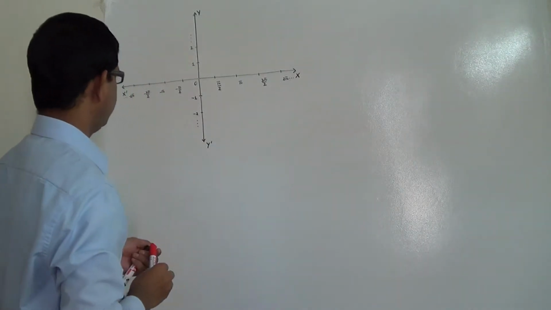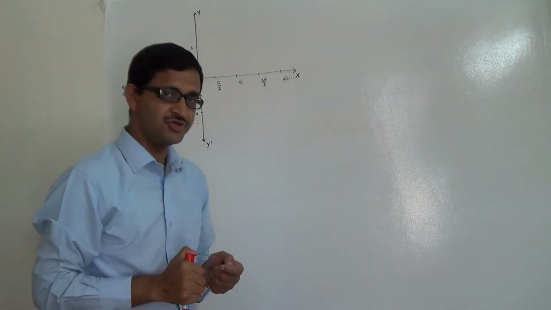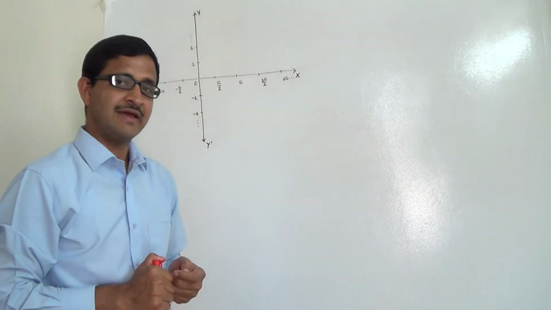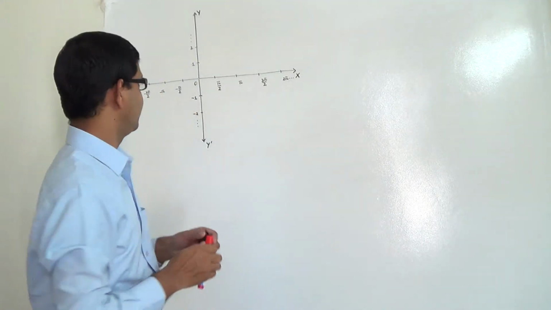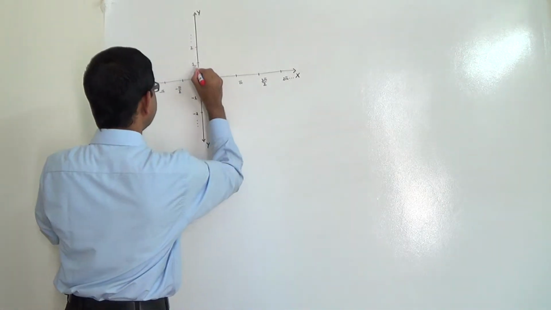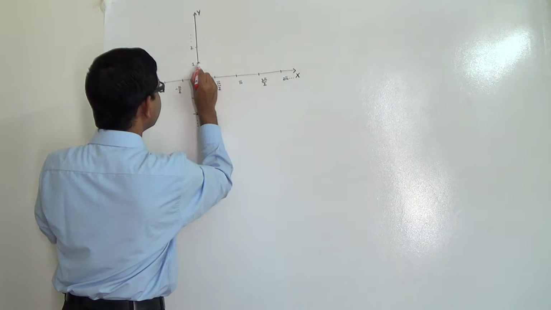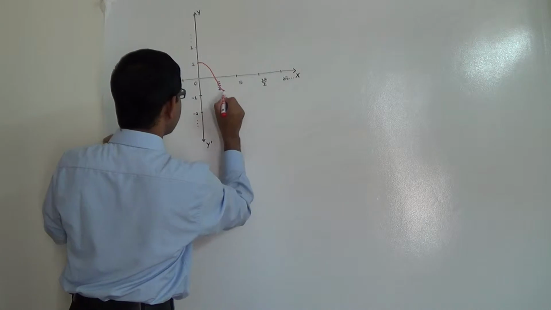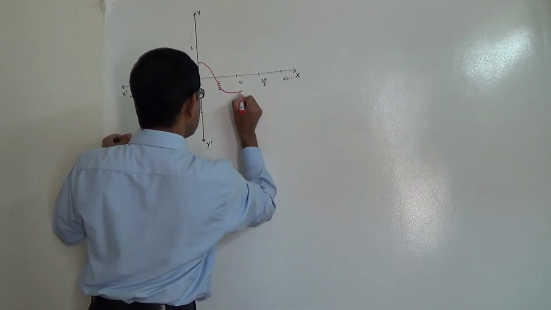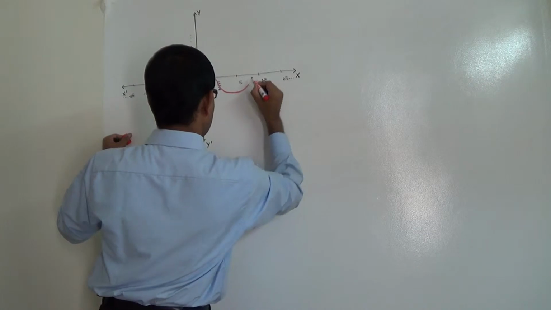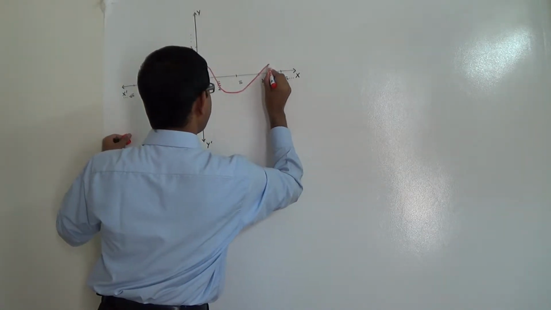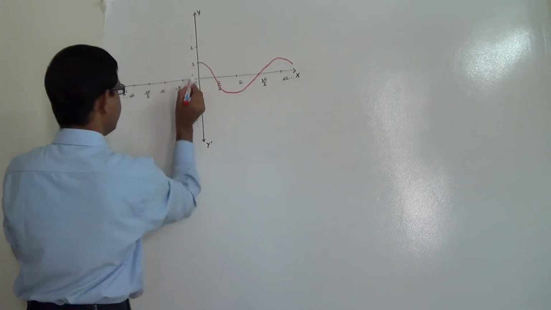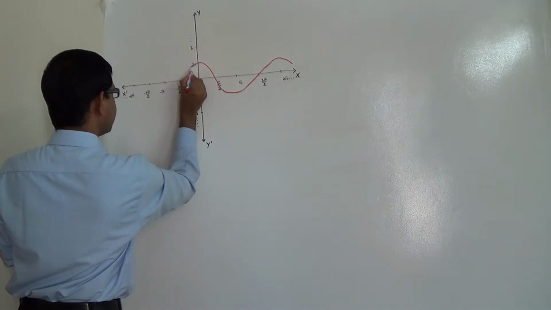See how cos behaves. What is the value of cos 0? We know the value of cos 0 is 1. And what is the value of cos 90 degrees? It is 0. So it looks like this. And here it will be like this.